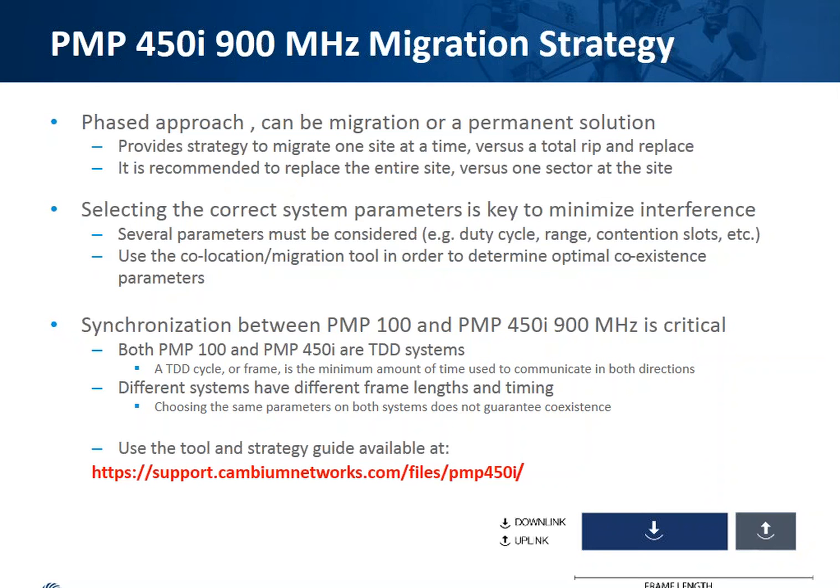Really, we need to make sure that all the system parameters are selected to minimize the interference. And we provide a co-location or migration tool to determine those optimal parameters. It's critical that you do this because if you're operating in 900 megahertz, there's not that much spectrum to play with, but both are using TDD systems, and if they're not synchronized, you will be stepping on each other and causing interference for both systems. When they're synchronized, they can operate and co-locate without causing interference and allowing you to use more of the available spectrum. The tools and the strategy guide, which is a white paper that can be downloaded, are available at that link below on the support site for 450i.